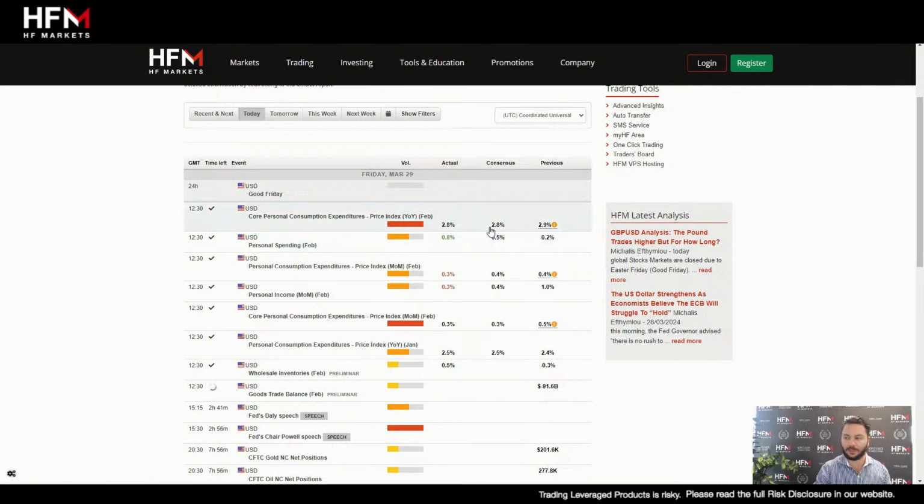But the main thing that we need to look at, ladies and gentlemen, is the Core PCE price index. So we can see that here. This is based on the annual rate. So here you can see a slight decline from 2.9 to 2.8.